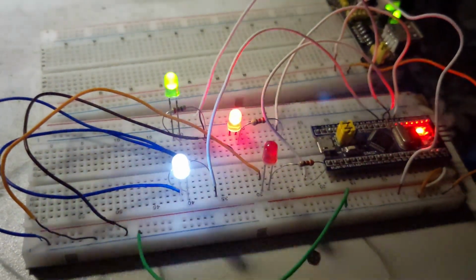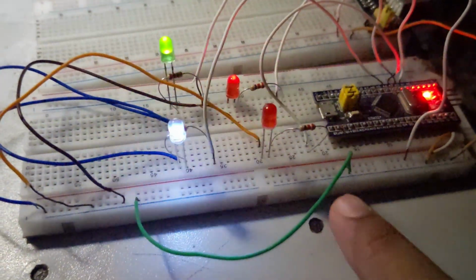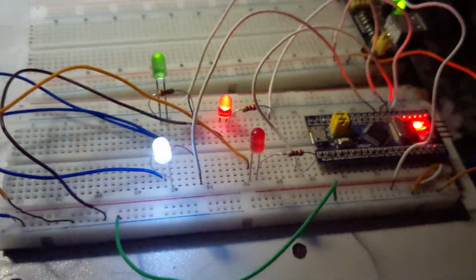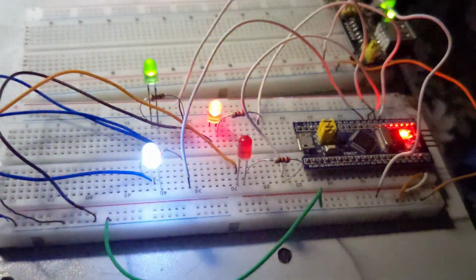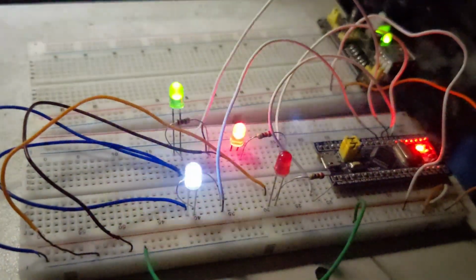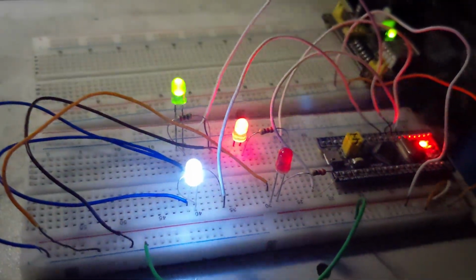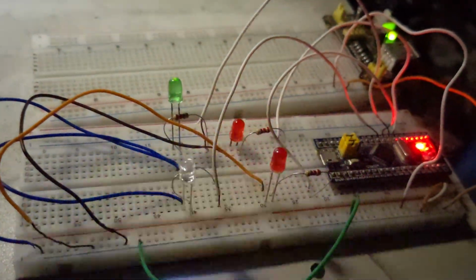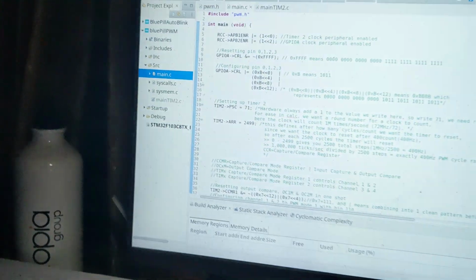so here, this one is not blinking. There is this problem I couldn't fix. I tried with different timers with different channels, but I couldn't fix it. The reason you are seeing them dimming and glowing is because of this effect that I created here in the code.